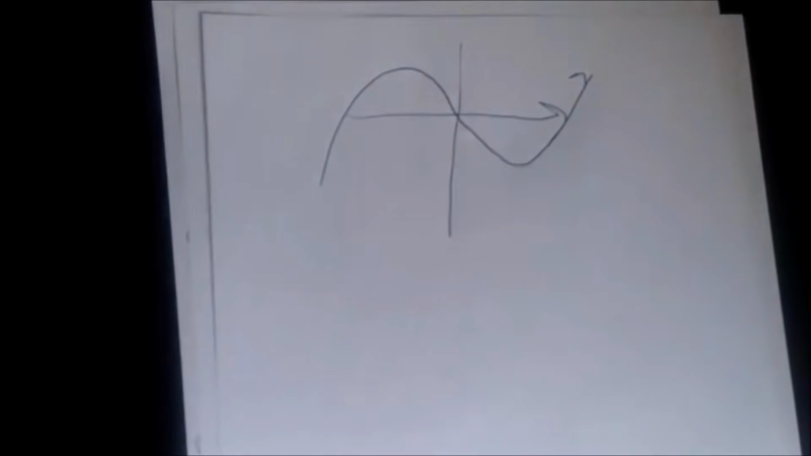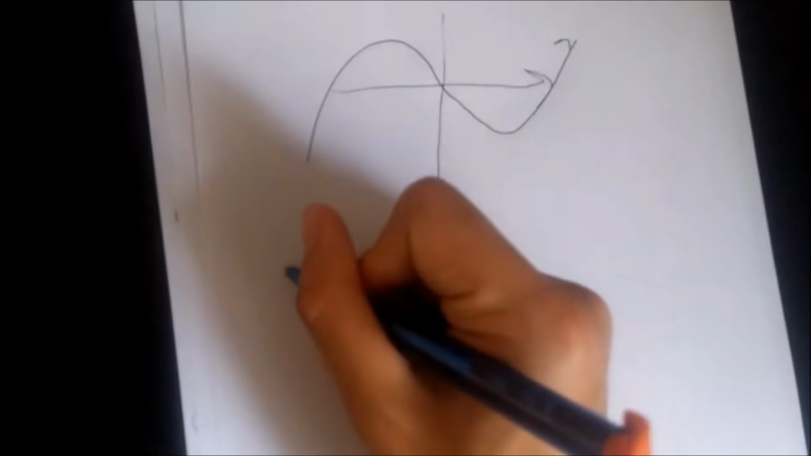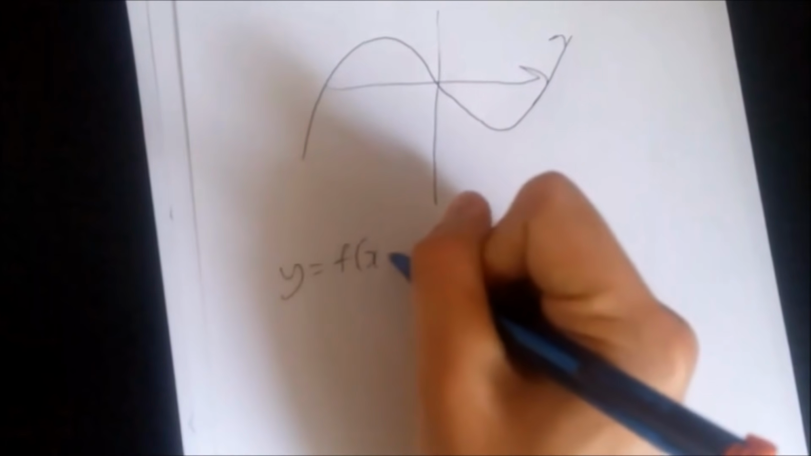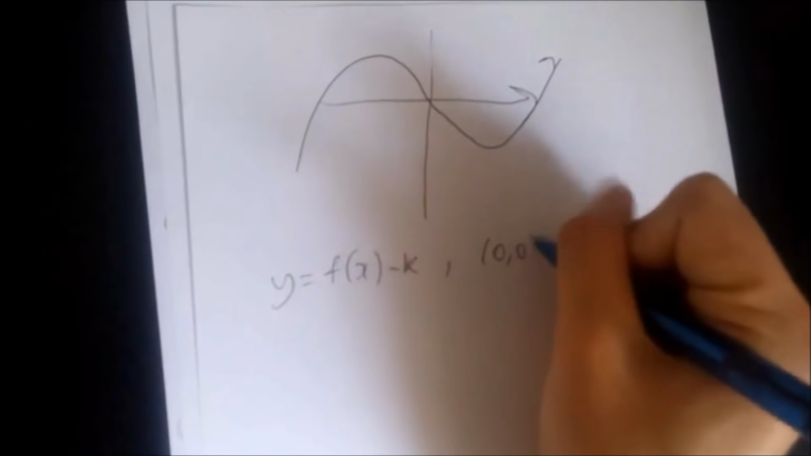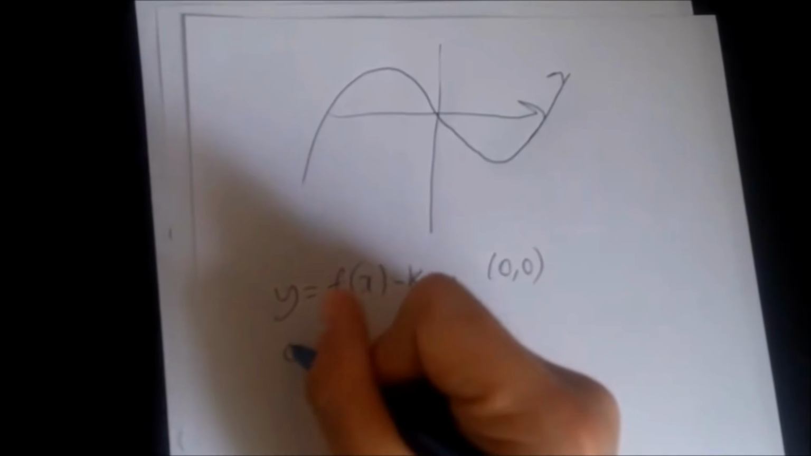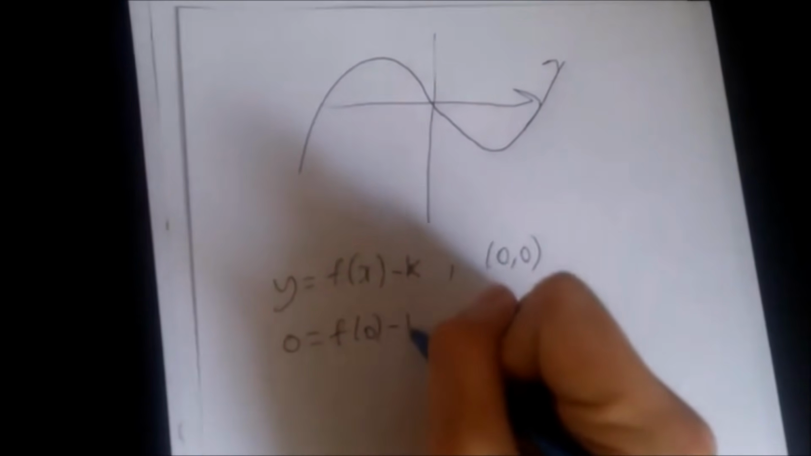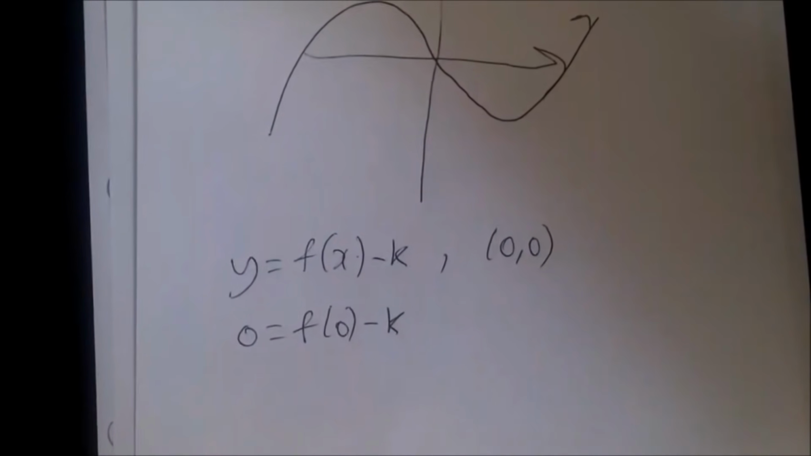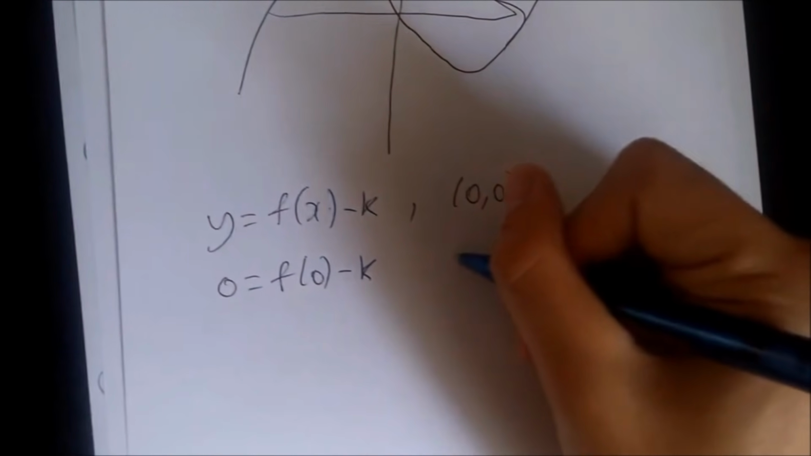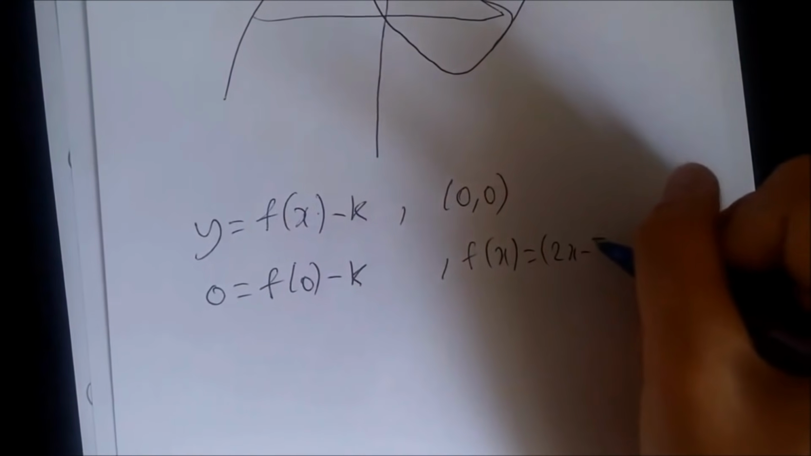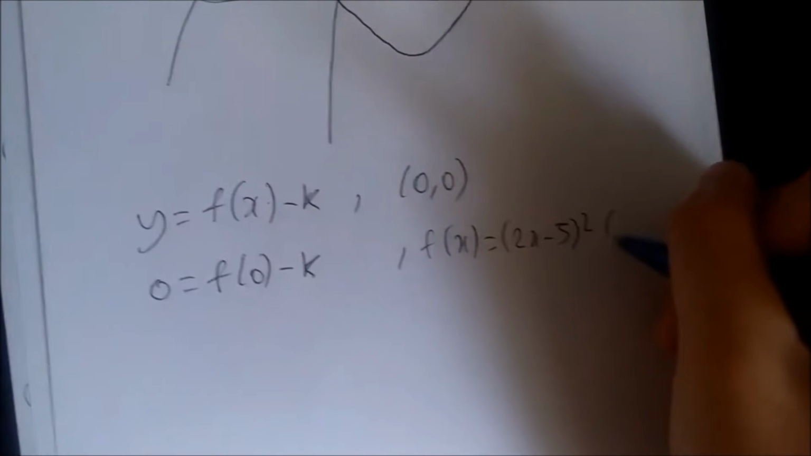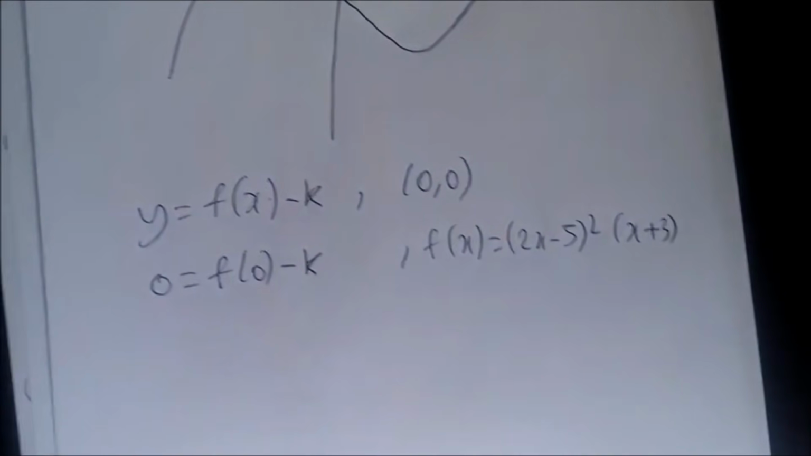So now at this stage, we can just call this graph y equals f(x) minus k. And the cool feature about this one is, because we know it cuts through the origin, we can just say it cuts through (0, 0). So replacing this with 0, we should have 0 equals f(0) minus k. And we know what the function f(x) is, don't we? It's given in the question. f(x), if you recall, is simply this: (2x minus 5) squared times (x plus 3).